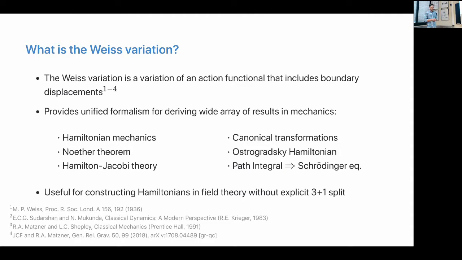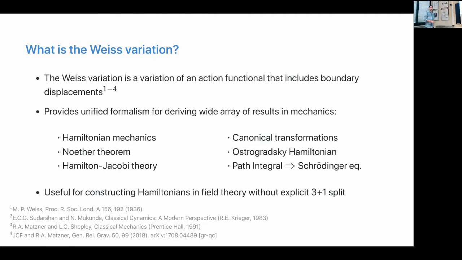And one of the reasons why I'm interested in it, at least for its applications in gravitation, is because it's useful for constructing Hamiltonians without having to perform a 3+1 split beforehand. So it's a more covariant way of getting a Hamiltonian formulation of a given theory. For general relativity, we already have a Hamiltonian, but what I'm particularly interested in going forward are its applications in modified theories of gravity.